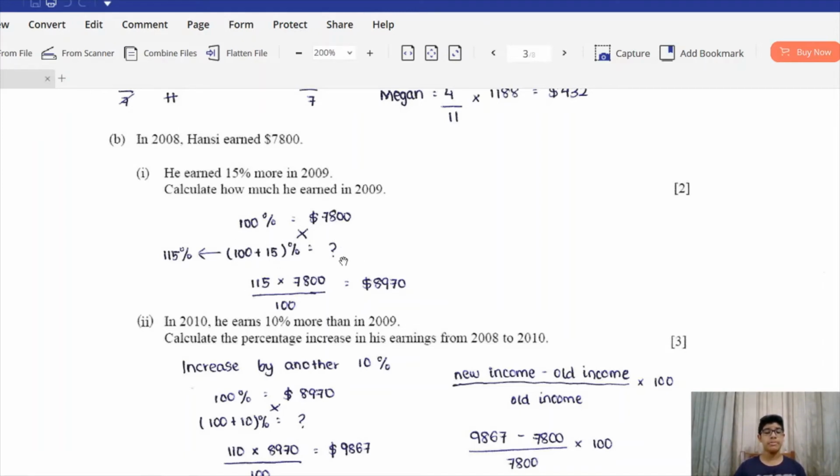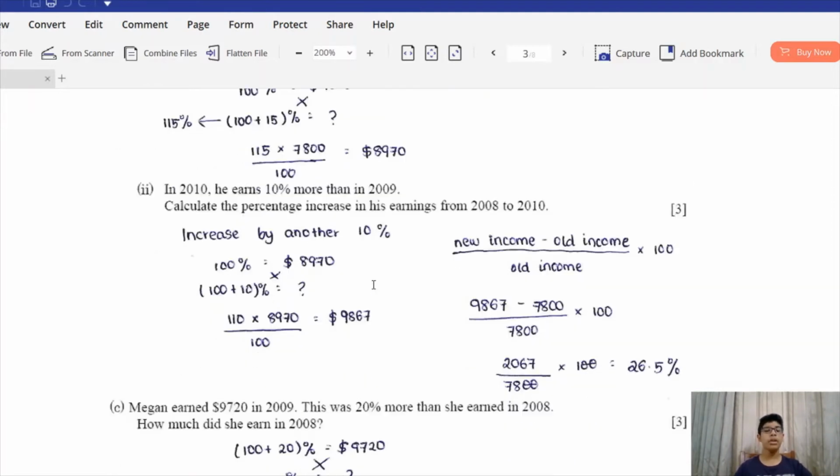So we're going to cross multiply. So 115 multiplied by 7,800 over 100. Basically the amount he earned in 2009 is $8,970. Part 2: in 2010 he earns 10% more than in 2009. Calculate the percentage increase in his earnings from 2008 to 2010.